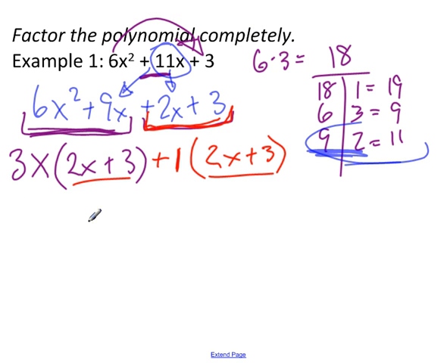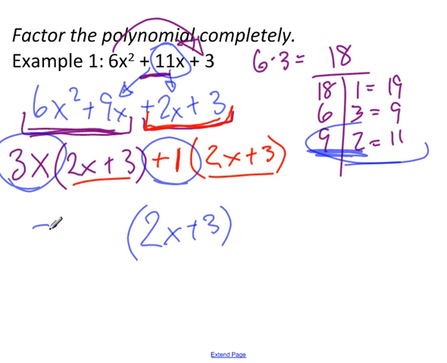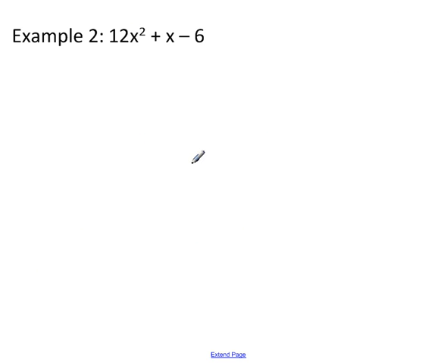So, writing our final answer. I got my 2x plus 3 as one of my factored groups. 3x and +1 are going to combine to make my other one. So my final answer here, 3x plus 1 and 2x plus 3. I know you're really excited, so let's do another one, because this is just so awesome.